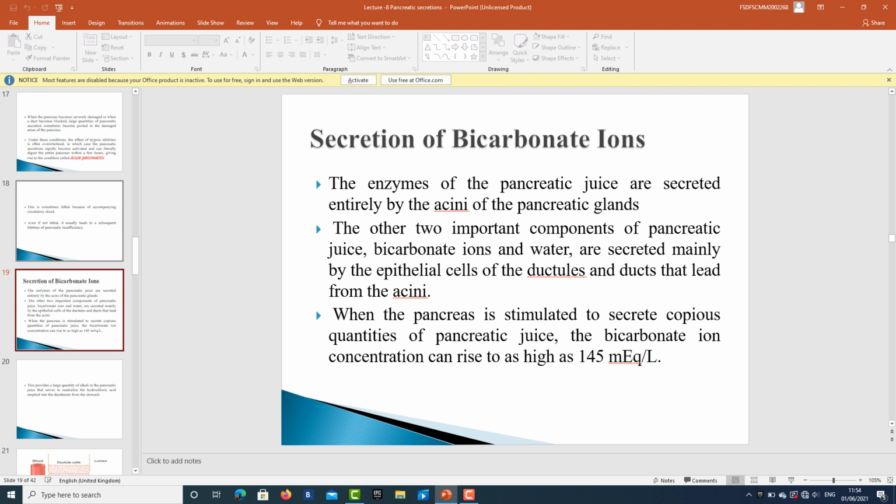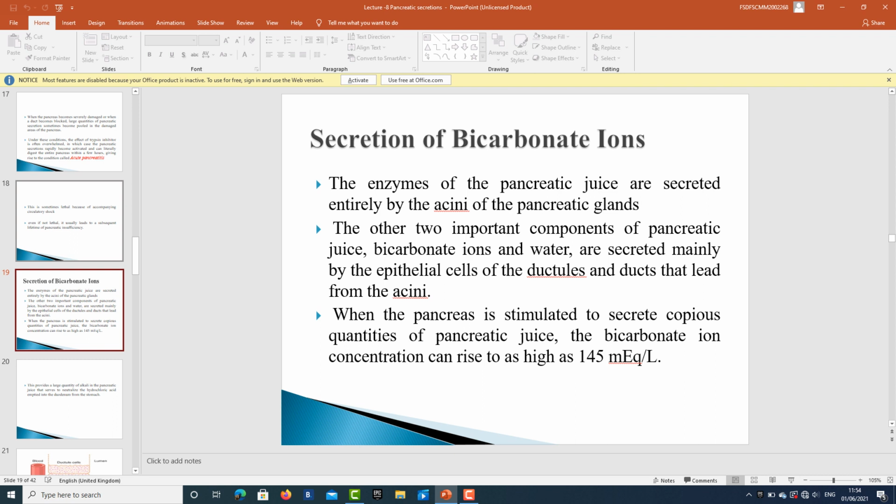Secretion of bicarbonate ions. The enzymes of pancreatic juice are secreted entirely by the acini of the pancreatic glands. The other two important components of pancreatic juice, bicarbonate ions and water, are secreted mainly by the epithelial cells of the ductules and ducts which lead from the acini.